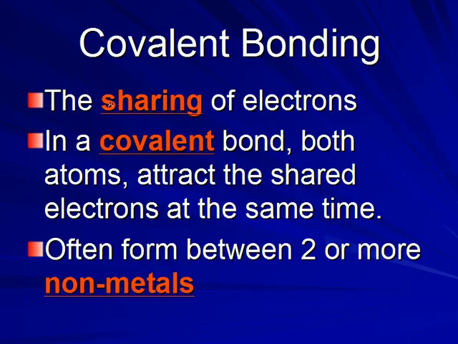Now, we talked about ionic bonding in the last segment. Today we're going to talk about covalent bonding. Covalent bonding is the sharing of electrons. Remember, ionic bonding was the giving out. Now, in covalent bonding, both atoms attract the shared electrons at the same time. This often forms between 2 or more nonmetals.